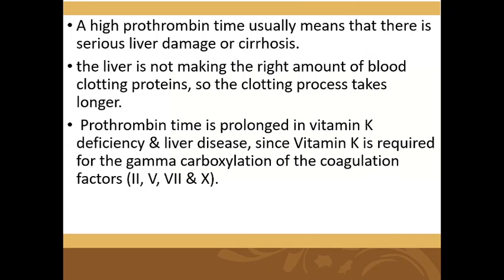A high prothrombin time usually means that there is some serious liver damage or cirrhosis. The liver is not making the right amount of blood clotting proteins, and so the clotting process takes longer. The prothrombin time is prolonged in vitamin K deficiency and liver diseases, since vitamin K is required for the gamma carboxylation of many coagulation factors.